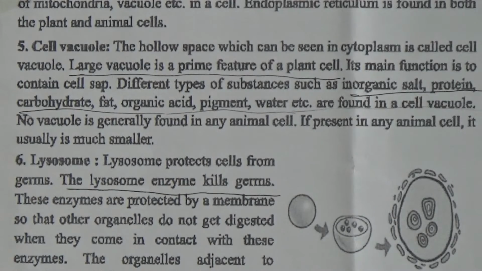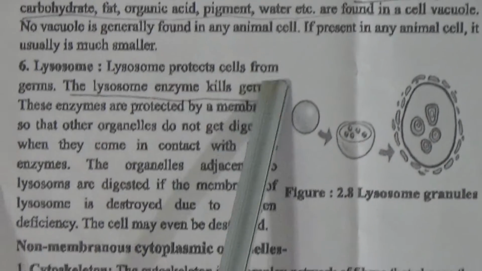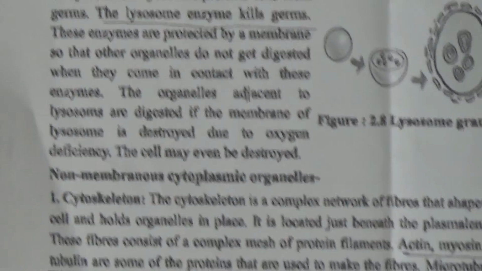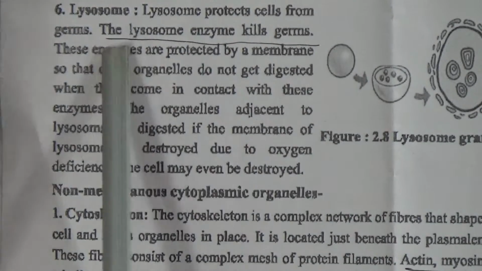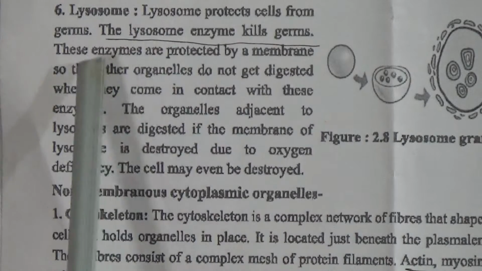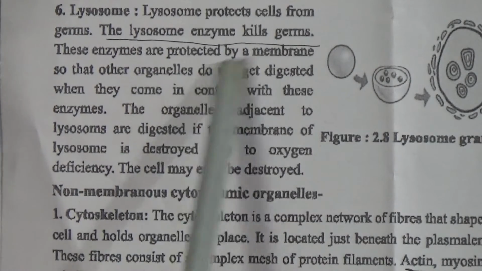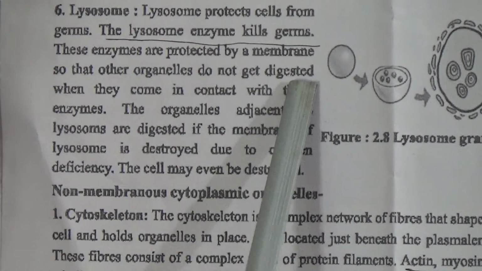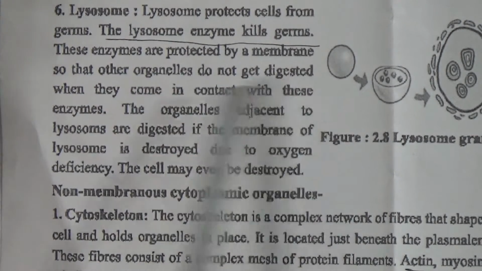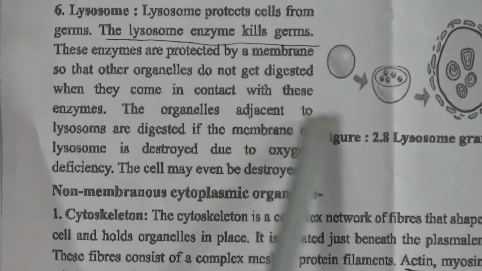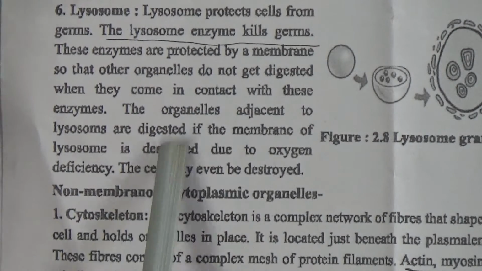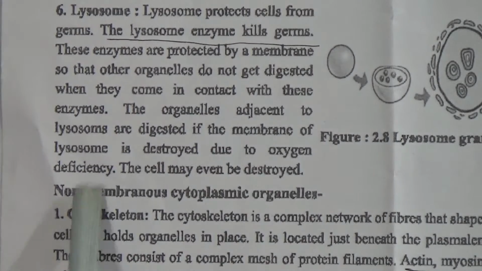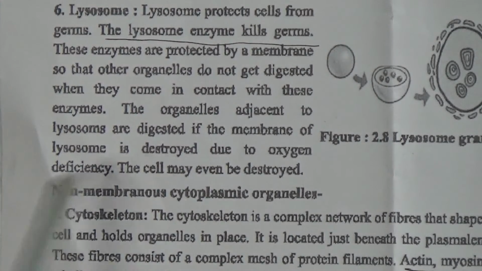Now lysosome. Lysosome protects cells from germs. The lysosome enzyme kills germs. These enzymes are protected by a membrane so that other organelles do not get digested when they come in contact with this enzyme. The organelles adjacent to the lysosome are digested if the membrane of the lysosome is destroyed due to oxygen deficiency. The cell may even be destroyed.